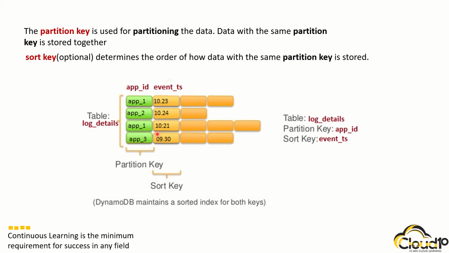So the combination of the partition key and the optional sort key forms the primary key of the table. So they must be unique, and the choice of your partition key and sort key should be based on your most important access pattern. So let's understand a few use cases of DynamoDB in terms of when to use and when not to use.